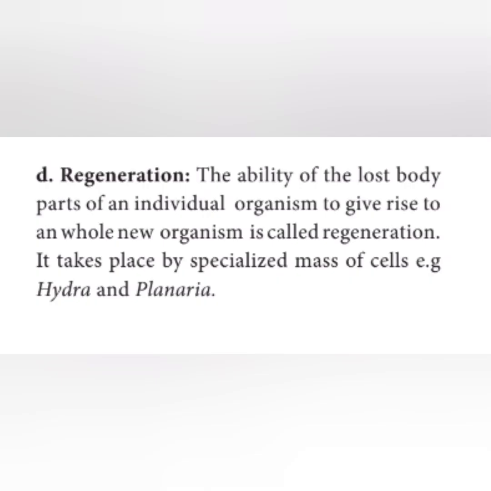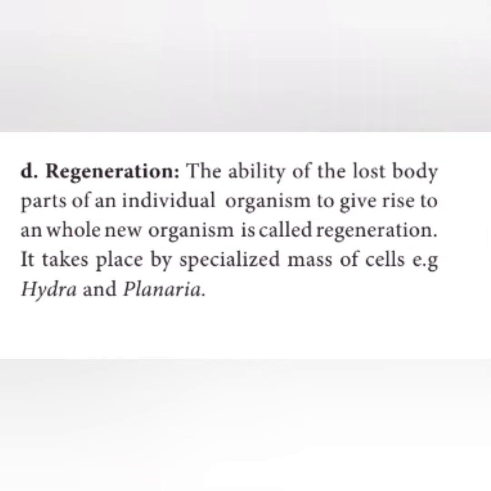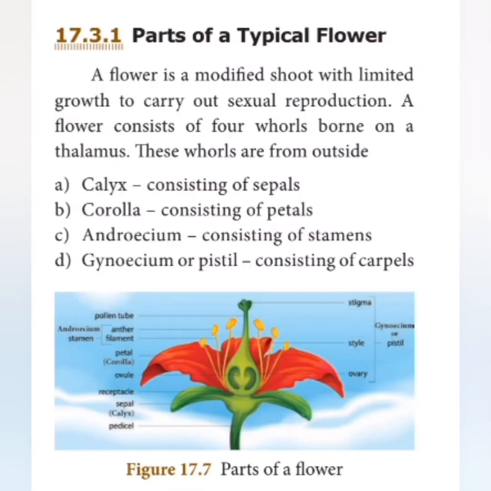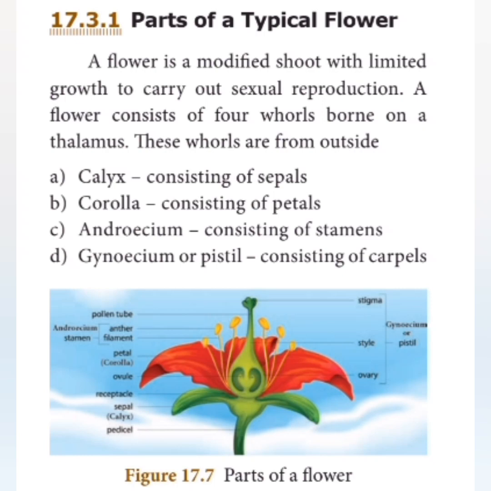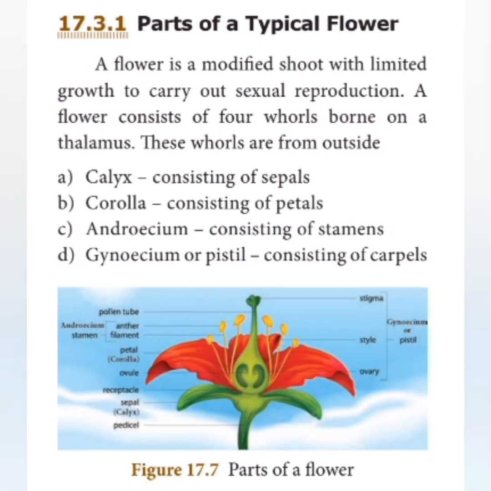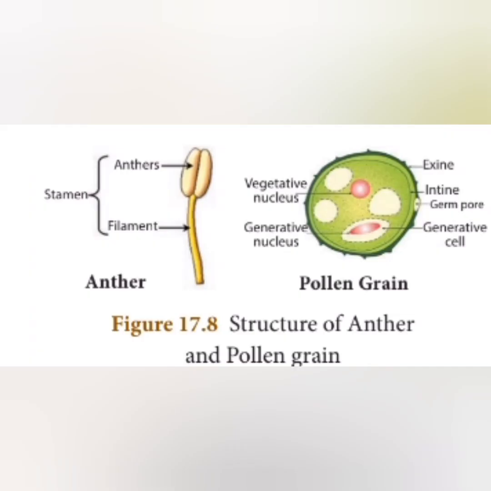And the next question is regeneration. Sometimes they will ask in a 2-mark question, what is regeneration? What is an example of regeneration? And the parts of the typical flower: sometimes they will ask for the diagram and sometimes they will ask what the parts of the typical flower are. What are the parts? Calyx, corolla, androecium and gynoecium. You should refer to both also.